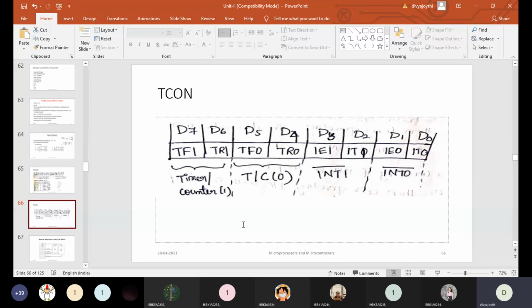So this is all about the TCON register. I think you are all now clear with both the TMOD register and the TCON register.